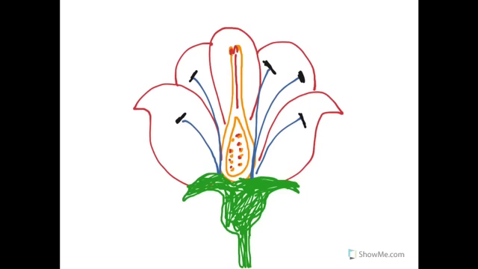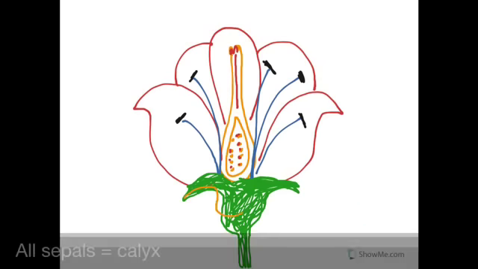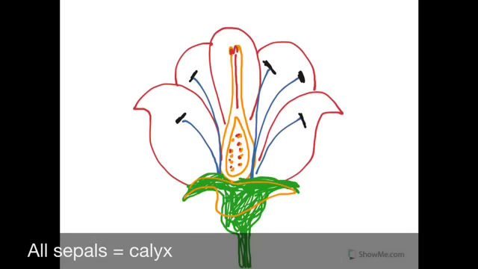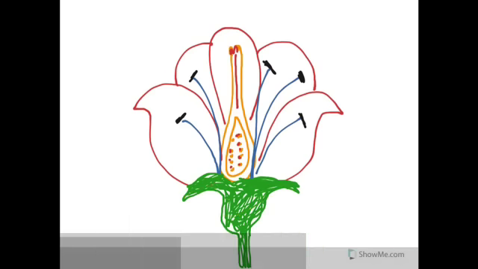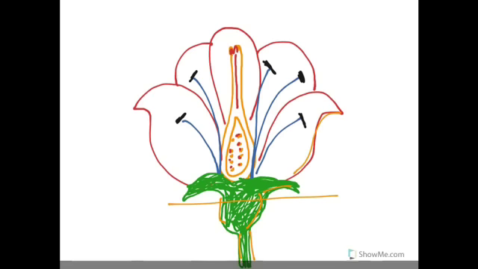So, another name for our petals, or all the petals together in a flower, is called the corolla. And another name for the sepal, or all the sepals in a flower, is called the calyx. So, corolla and calyx. We also have down here what we call the receptacle and the pedicle. These aren't super important to remember, so mostly focus on everything above there. Our sepal, our petals, our filament, our anther, our stigma, our style, our ovary, and our ovules. Think you got it?